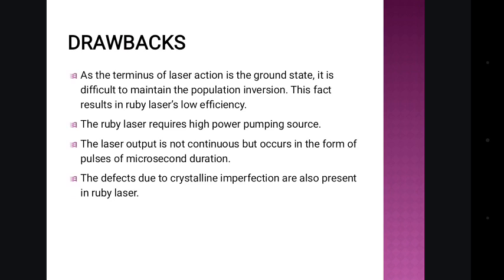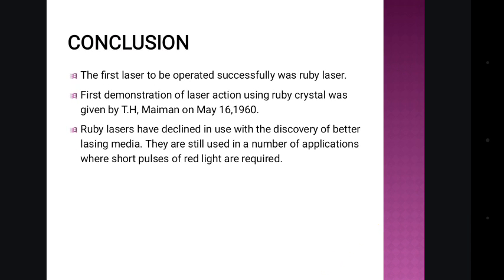Now here are the drawbacks. As the terminus of laser action is the ground state, it is difficult to maintain the population inversion. This fact results in the ruby laser's low efficiency. The ruby laser requires a high power pumping source. The laser output is not continuous but occurs in the form of pulses of microsecond duration. The defects due to crystalline imperfection are also present in the ruby laser.